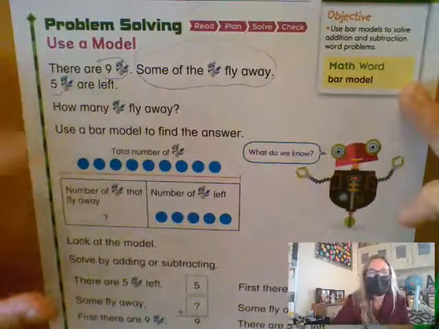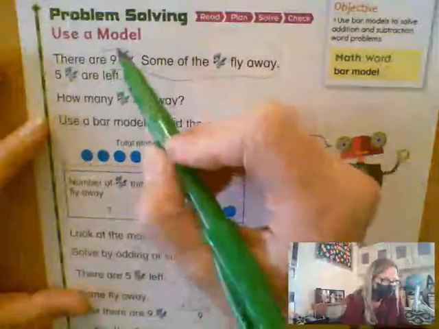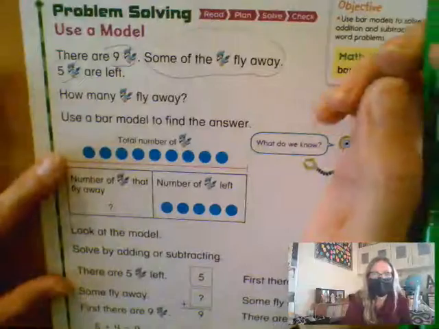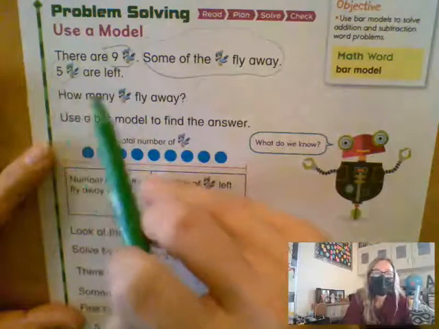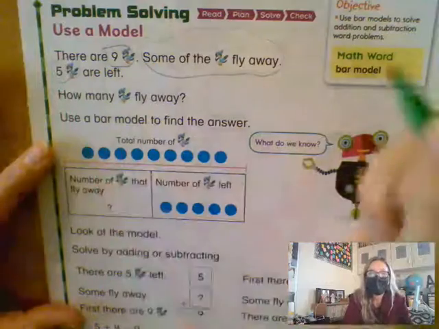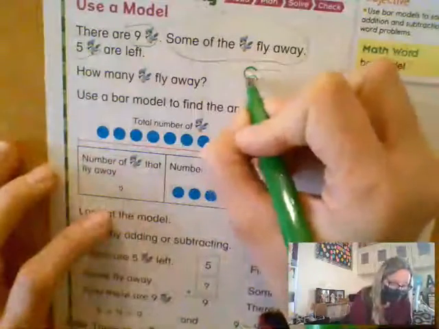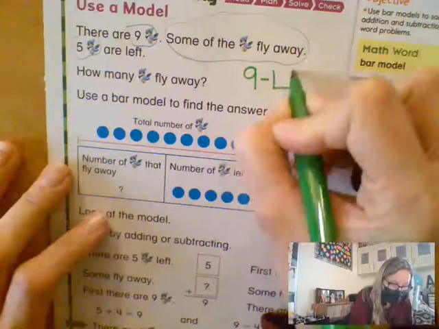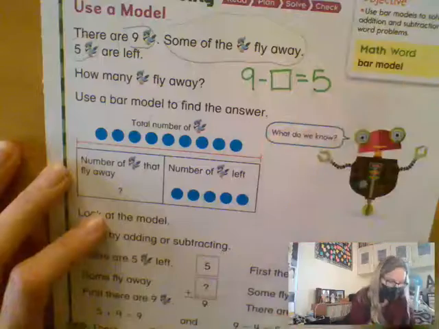We are on page 139 and we are looking at the using a model explanation here. I had the friends circle 9 bluebirds. It said there were 9 bluebirds. They circled that some of those bluebirds fly away, and then they circled there are 5 left. So we were discussing the fact that what that means in an equation would be 9 birds take away some number we don't know would give us the 5 that are left over.